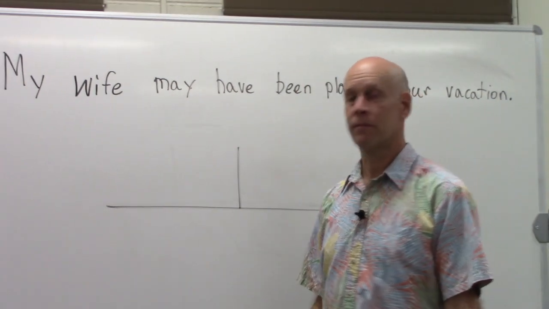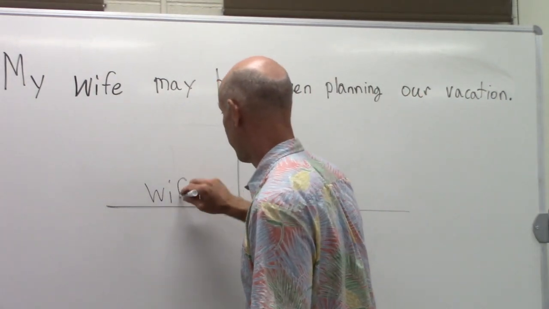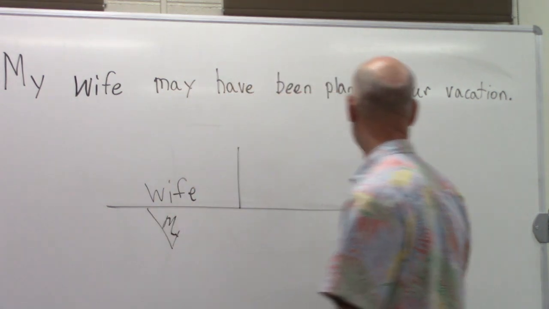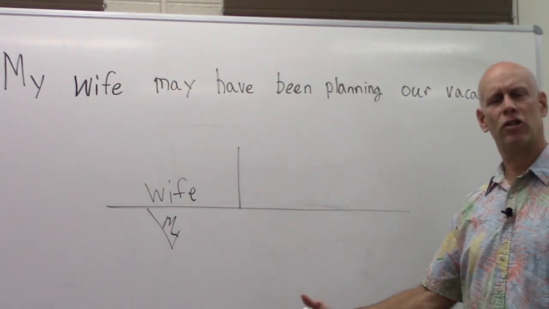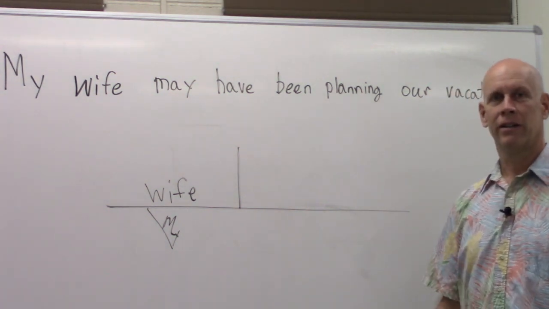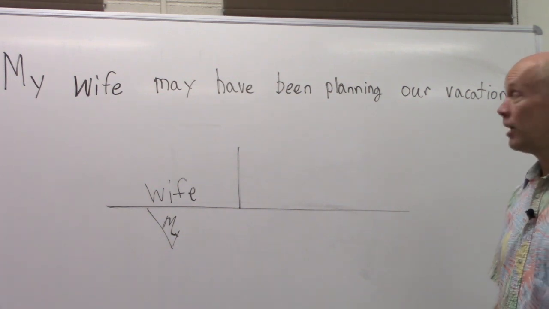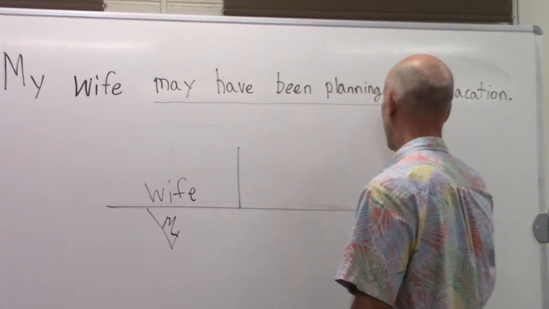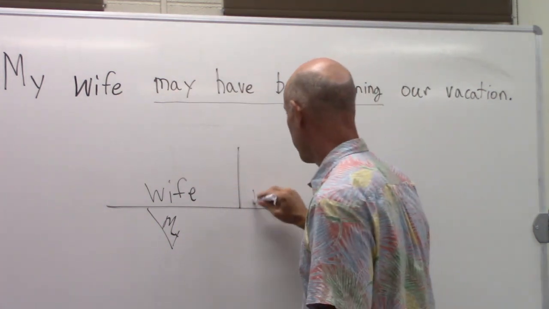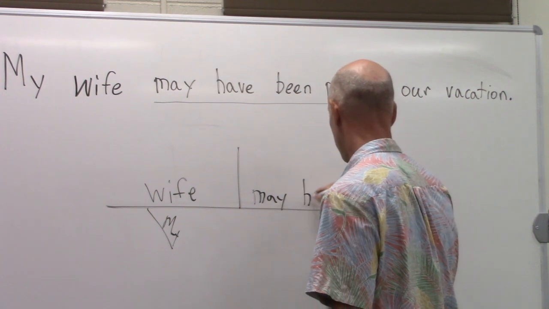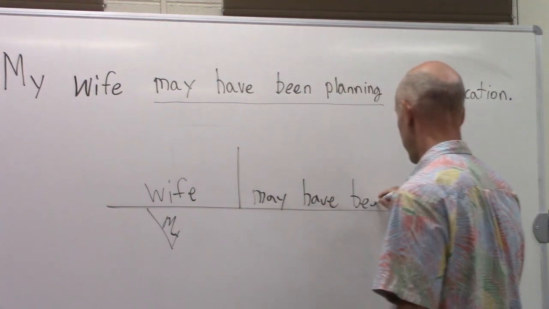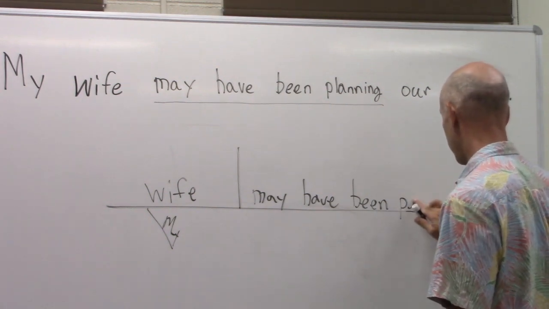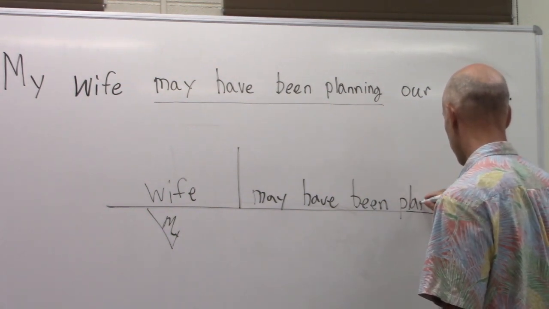Subject. The wife. My wife. Now, can you figure out what she's doing, what's going on here? She may have been planning. Oh! What did you say? May have been planning. All right, so this whole big mouthful is your verb. It all goes on your verb spot in your diagram, because that's the verb.